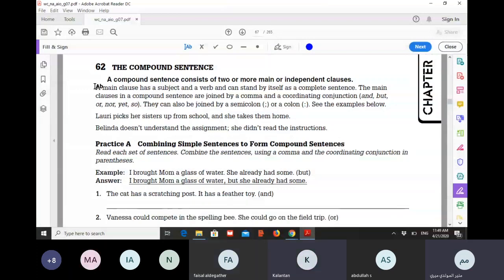Yes, teacher. If I say a main clause has a subject and a verb and can stand by itself as a complete sentence. A main clause has a subject and a verb and can stand by itself as a complete sentence.